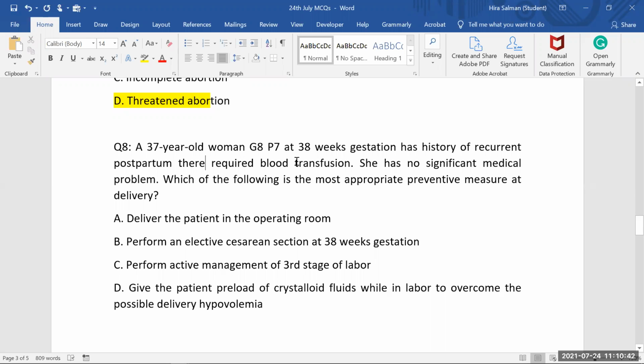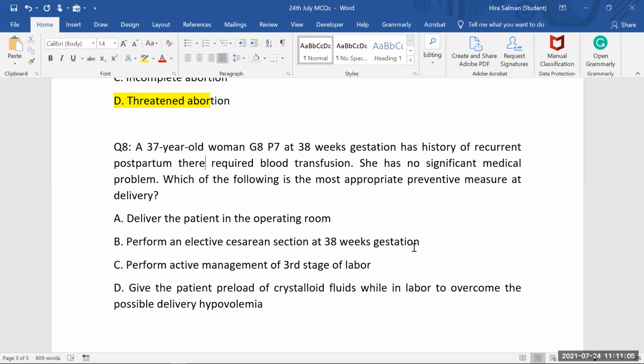Maybe she can deliver the baby before taking into the operation theater. There will be aggressive delivery. If there is any risk of bleeding, we can take her into the operation theater. Okay, what about perform active management of the third stage of labor? Yes, this is also an option. I told you. Yeah, so perform active management, that's a better option.